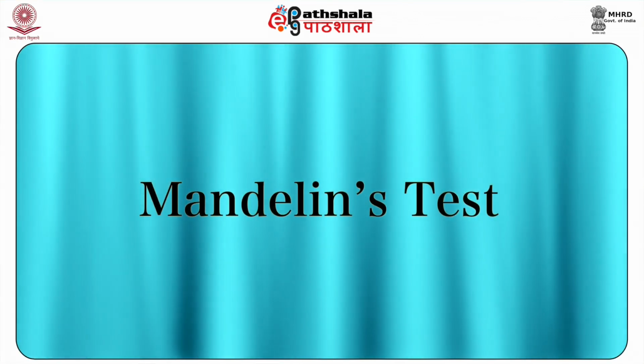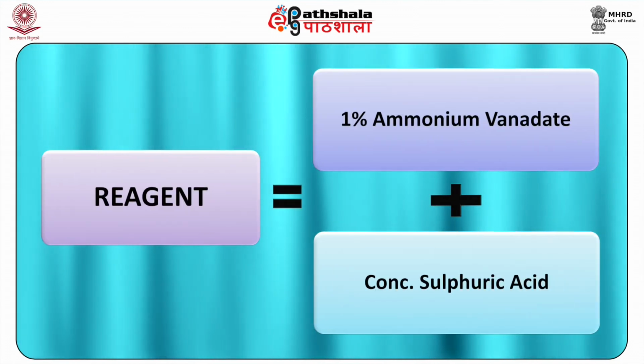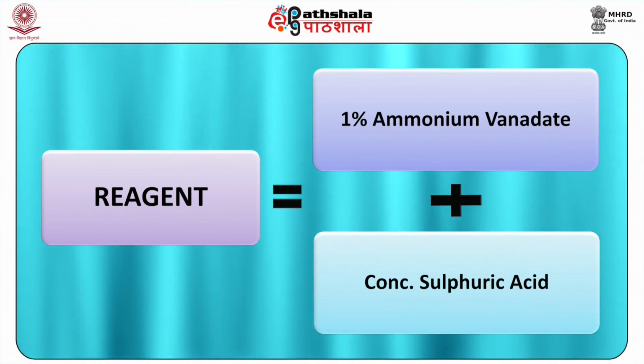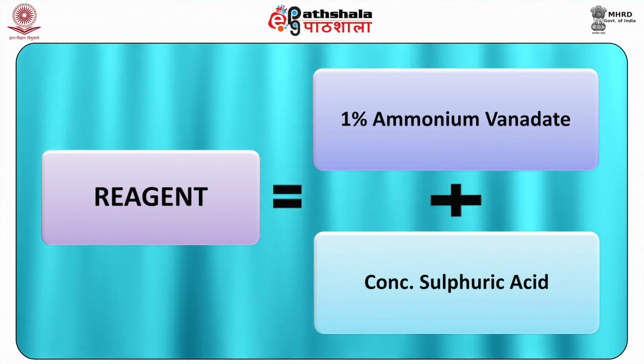Next comes the Mandelin's test. For preparation of reagent, 1% solution of ammonium vanadate is added to concentrated sulfuric acid. This test is performed for the detection of ergot alkaloids. To a portion of the dried residue of the extract, 1 drop of reagent is added. A purple-brown color develops, indicating the presence of ergot alkaloids.